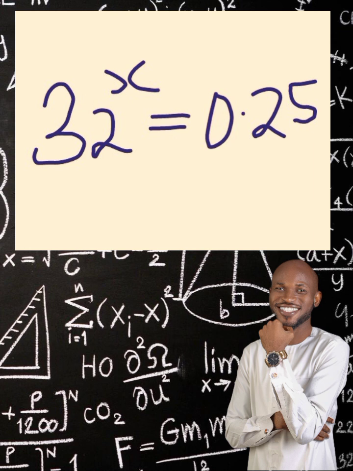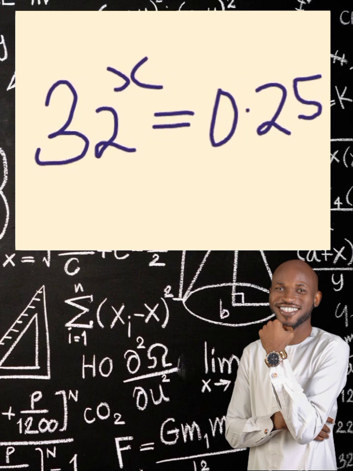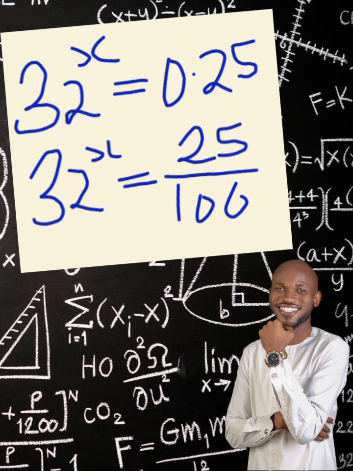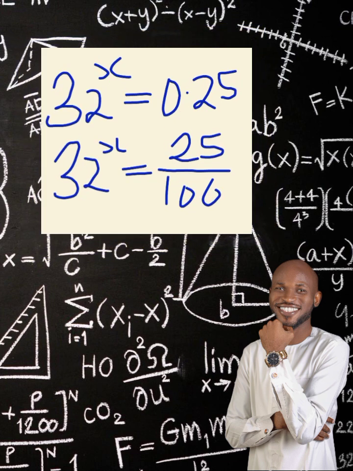Now, 0.25 in mathematics is the same thing as 25 over 100. Okay, so our next mathematical statement will now be 32^x is equal to 25 over 100.